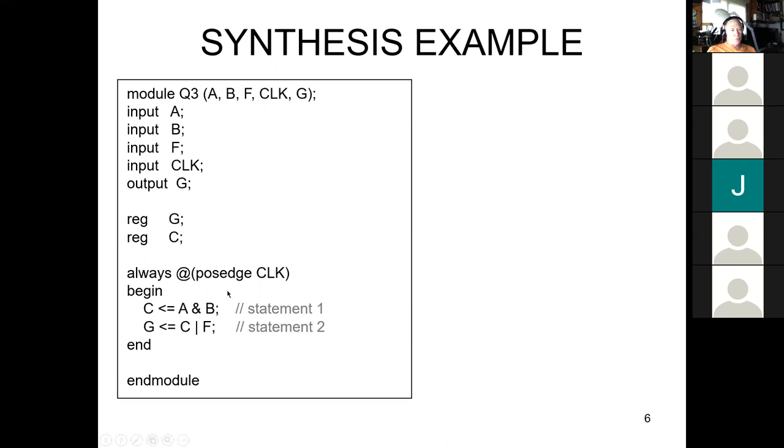So what's going on here? Well, first we do have a clock. Okay, so now we think, okay, we probably intend sequential logic here. And so we have two things. We have A ANDed with B giving us C. C ORed with F giving us G.